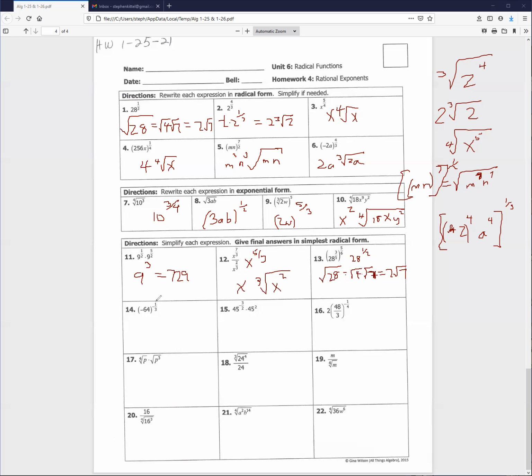-64 to the -1/3. All right, don't get confused with negative exponents. The negative here means this number is negative. The negative here means it's 1 over. So don't flip those around. Let's just rewrite this as -64 to the 1/3 to the -1st.